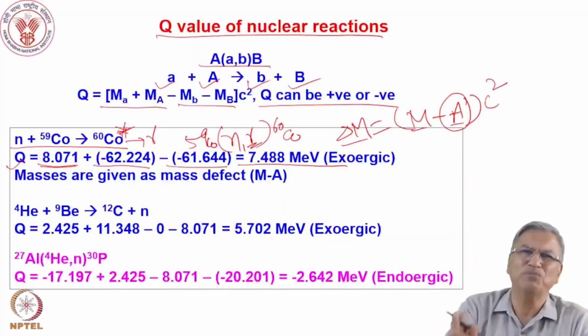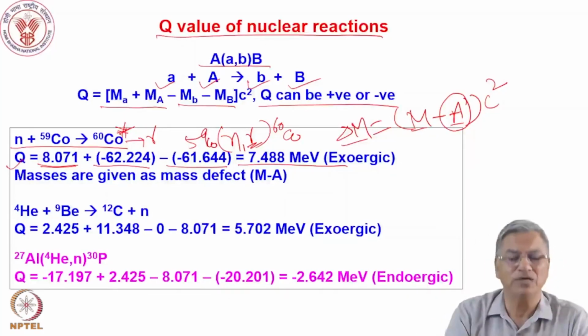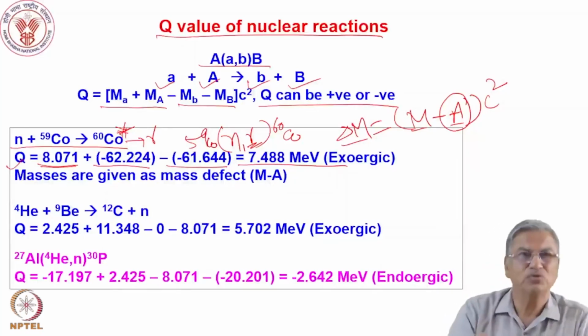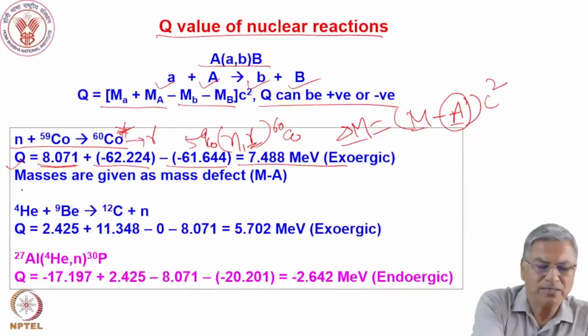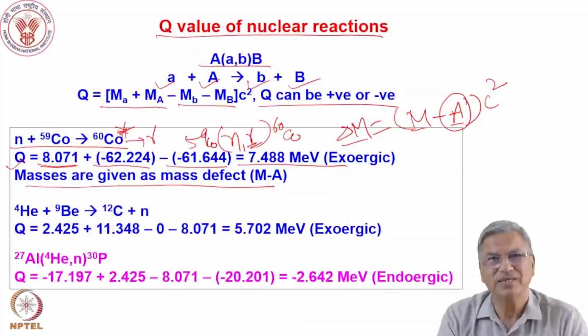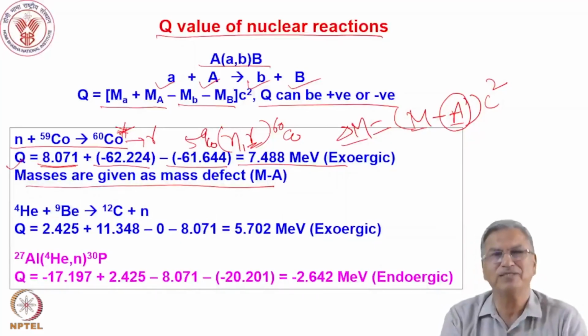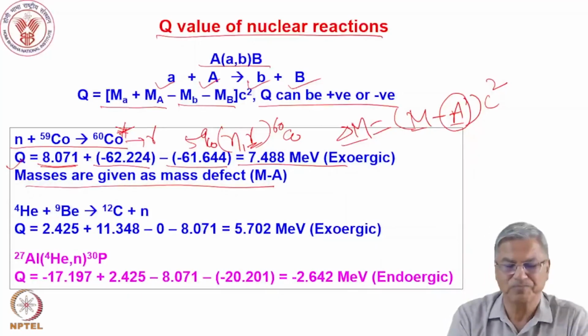So here it is possible to write the masses in terms of M minus A, because the A will anyway get cancelled. The difference in the mass defects is nothing but the difference in the masses. So the masses are given as mass defect, M minus A, when you want to calculate the Q value. There are certain cases, which we will discuss, where you cannot substitute the mass by the mass defect when you are calculating the required energy or center of mass energy, which will become very clear very soon.